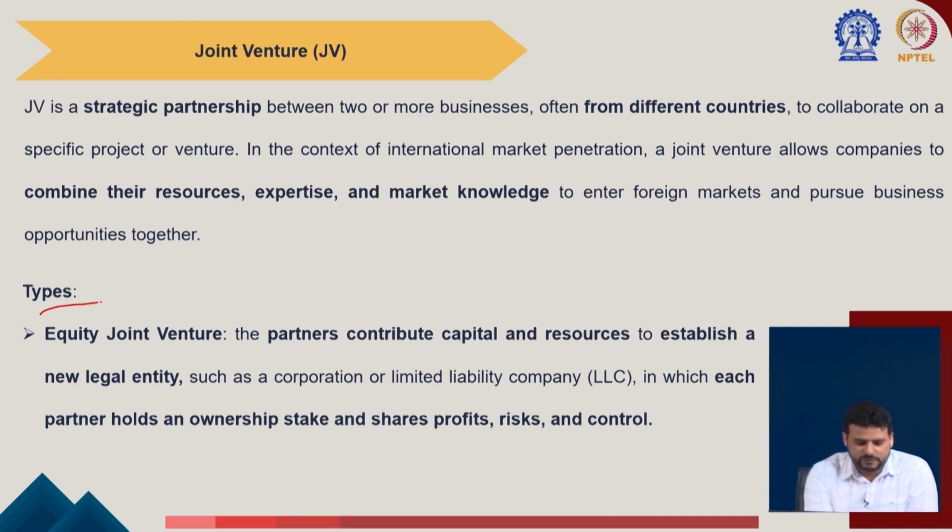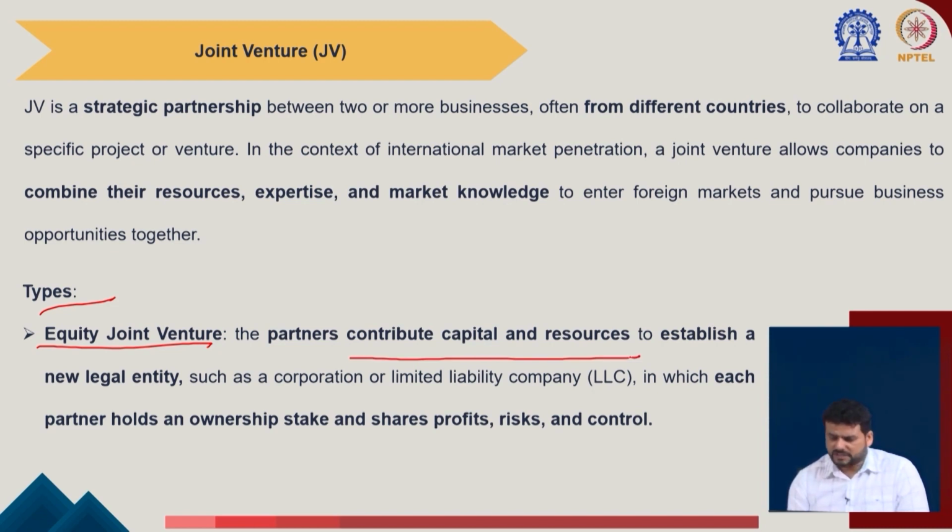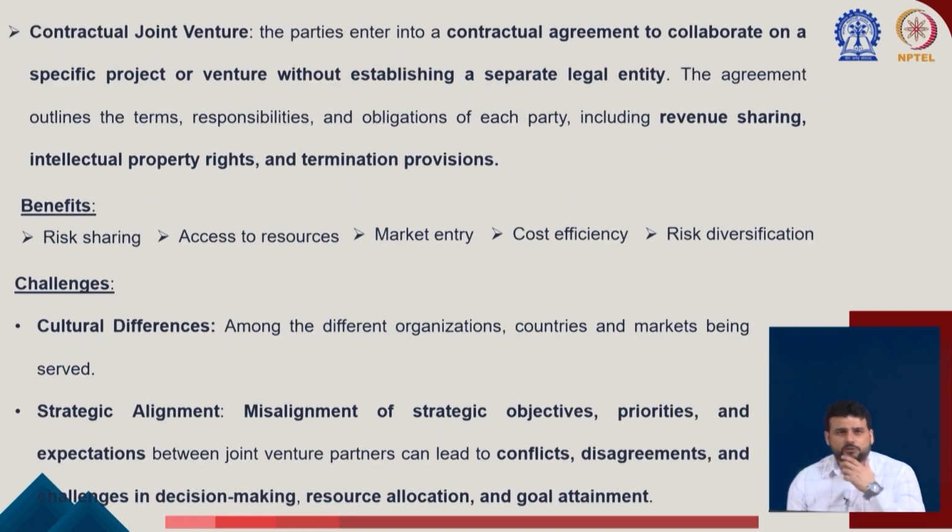In terms of joint venture, if you see equity joint venture, partners can contribute capital and resources to establish a new legal entity, which can be any limited company, and then they hold the ownership stake, and they have a fixed share in profits, risks and control, right, how much they can control. Contractual joint venture, like Hero Honda, is for a specific period of time. If they survive after that also, they can continue, but yes, you need to define the termination provisions as well. So, that is a point in contractual joint venture.